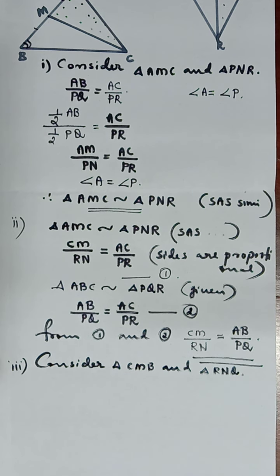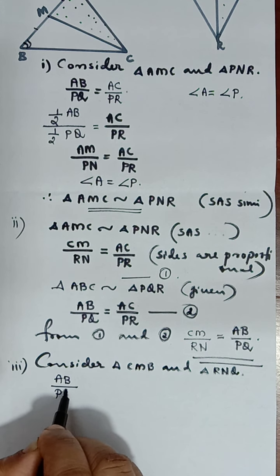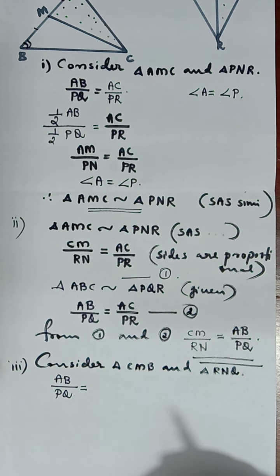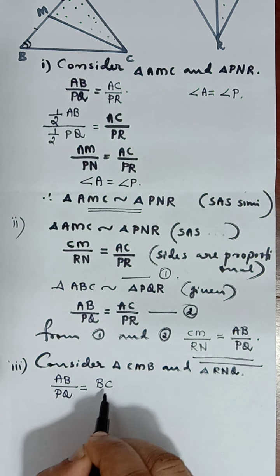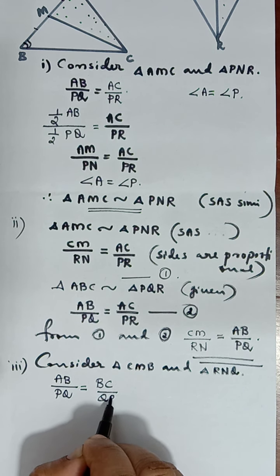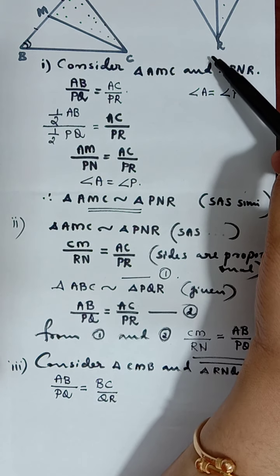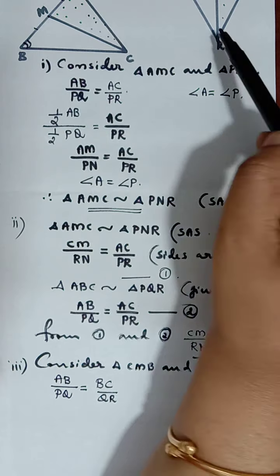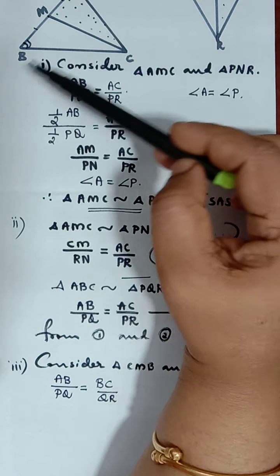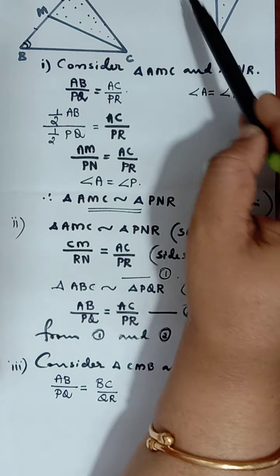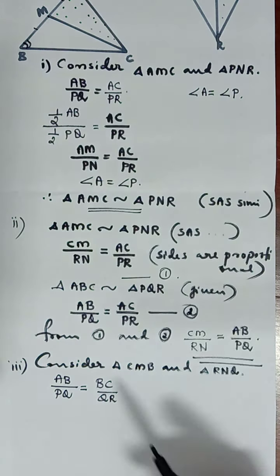RNQ. We know that AB by PQ is equal to BC by QR. So the third proportionality we don't want. The third side AC and PR are not necessary. That is why we don't take them. We need AB by PQ equal to BC by QR.